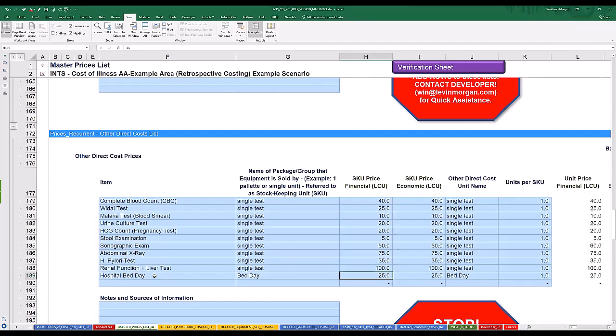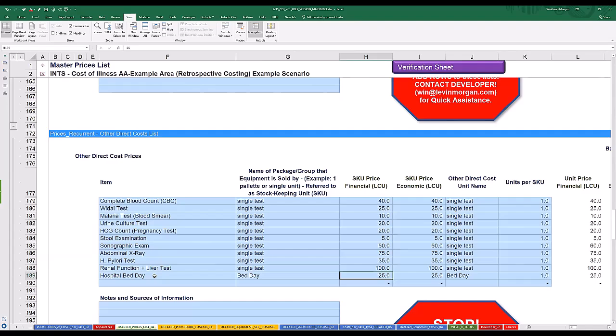Yeah. Sure, thanks. Just one quick question. You mentioned that we do not necessarily include the utility cost, like hospital running cost, but if it's needed, I suppose we can add that cost in the current table that we see here, other direct cost prices.